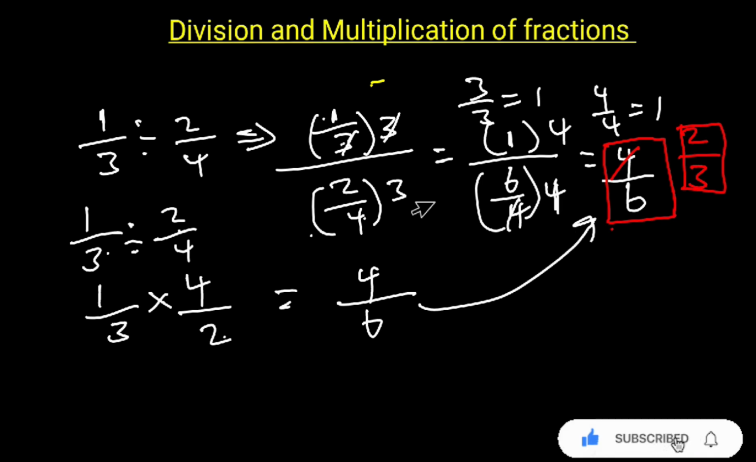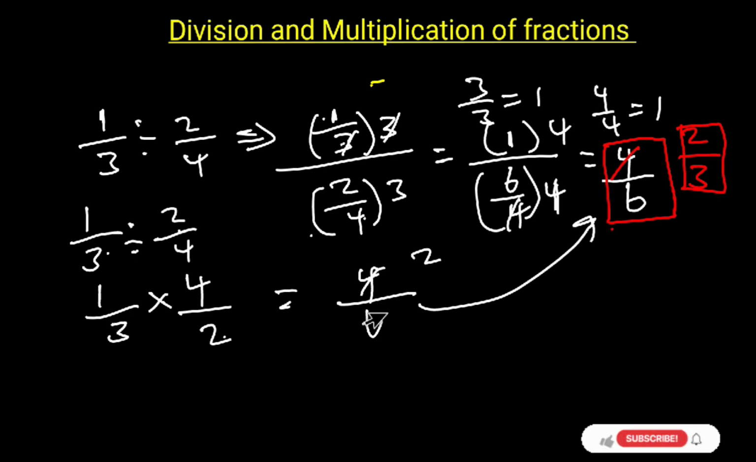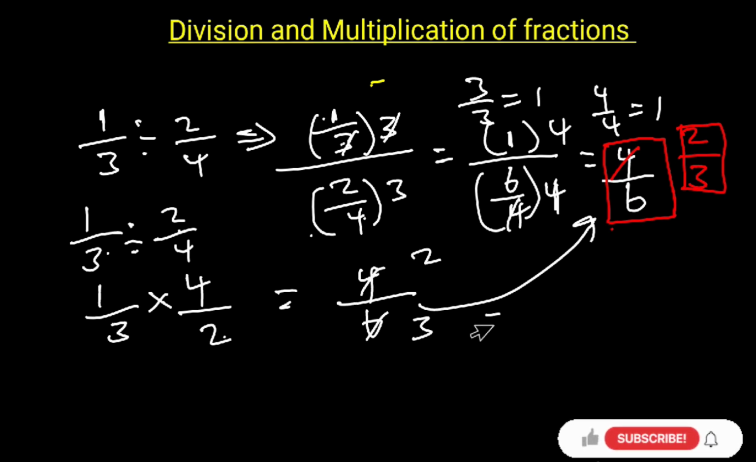I think this first method is the most complex one, but this one is the simpler one. So let's reduce this. 4 divided by 2 is 2. 6 divided by 2 is 3. So which is equal to 2 over 3. I think this is the same answer we got here.